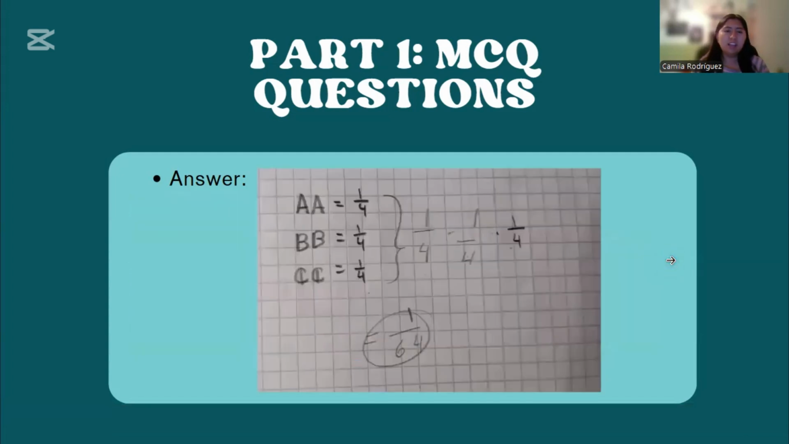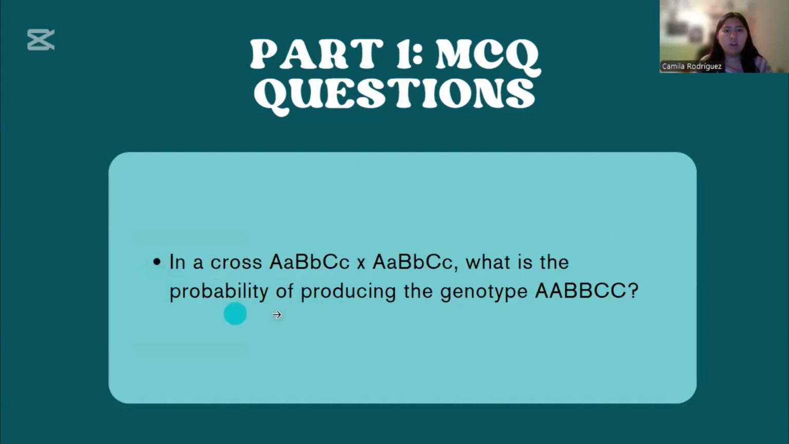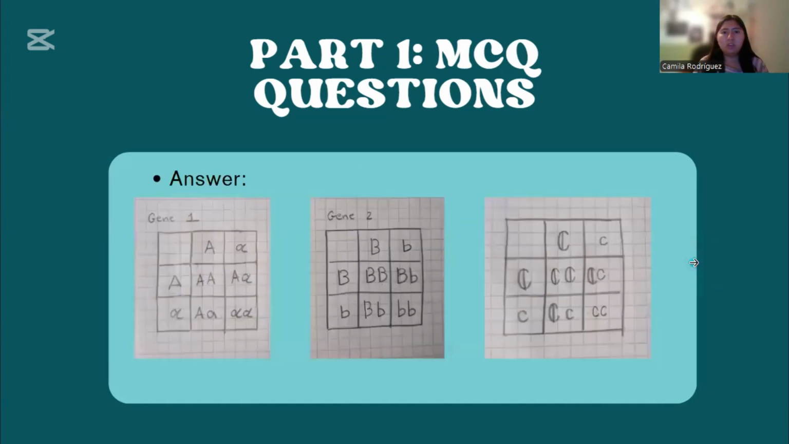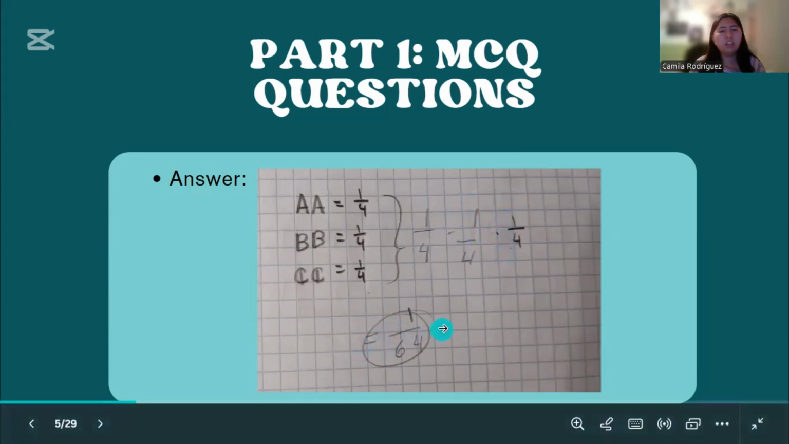But that's not it. Since the exercise is asking, as you could see in the question, what is the probability of producing the genotype from all of these in this cross? We need to consider all of the probabilities that we got before in the Punnett square of each of them. So to get dominant for AA, it's 1/4. For BB, it's 1/4, and CC, it's 1/4. So we need to multiply 1/4 by 1/4 by 1/4, which will give us 1/64.